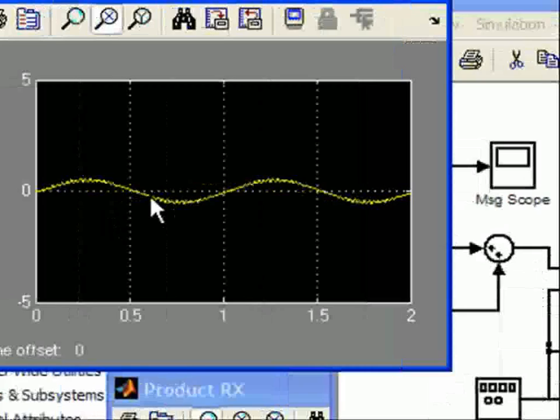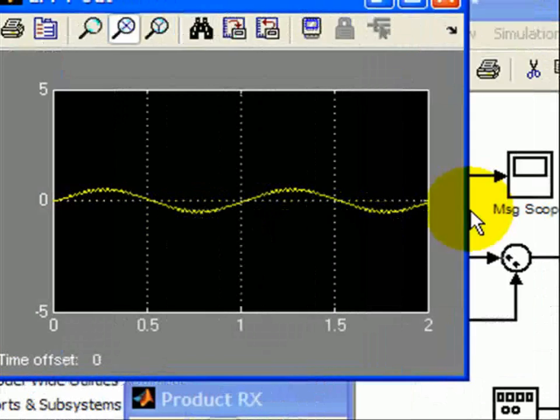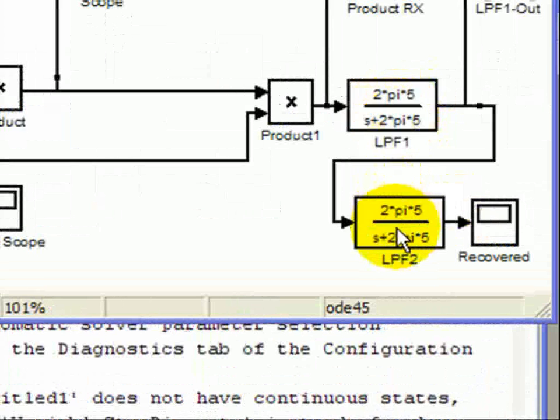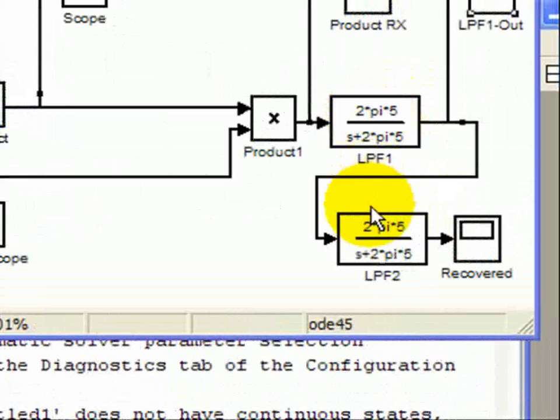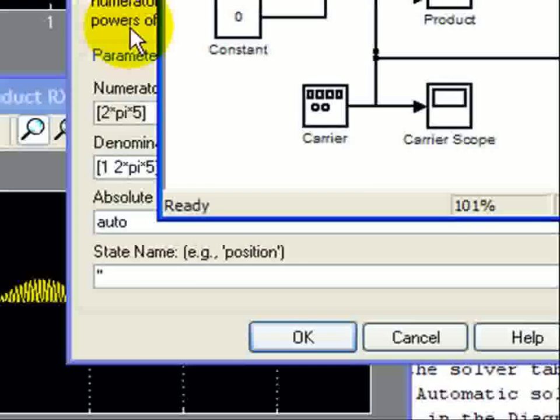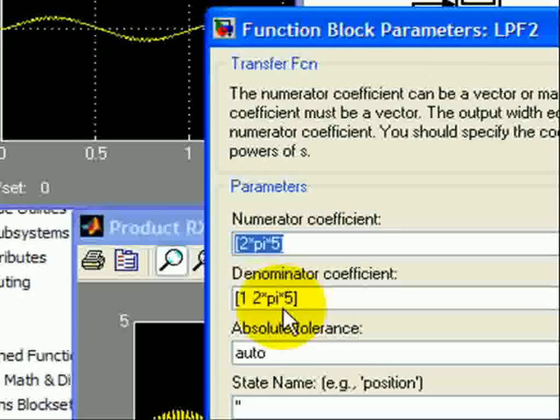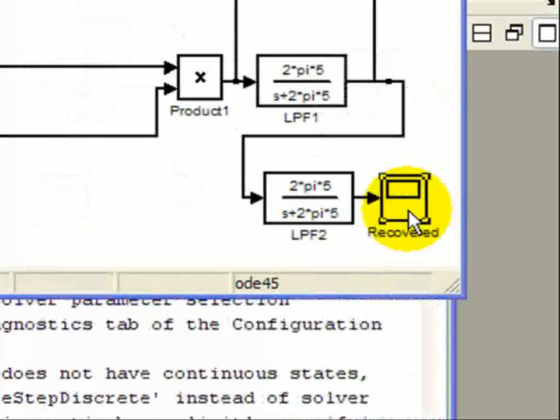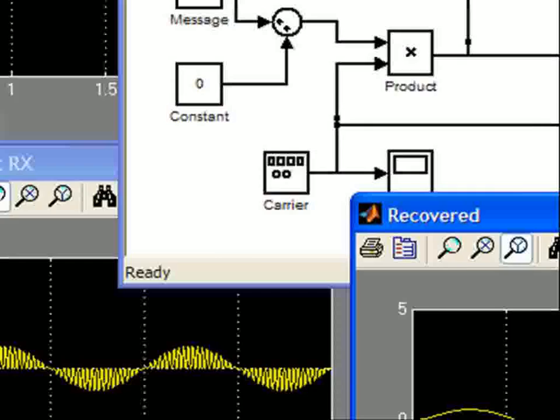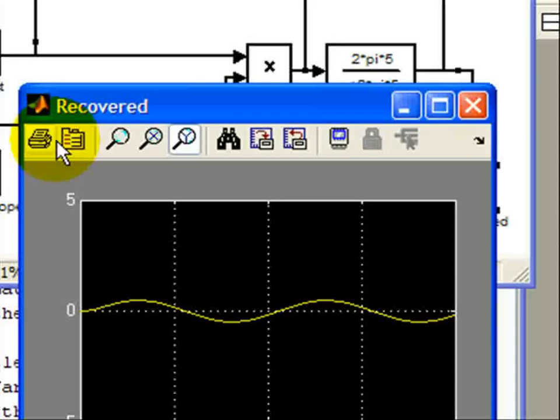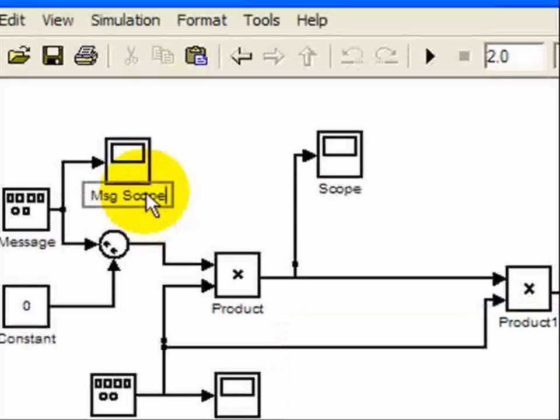Okay, a little bit of fuzziness here, but when we add a second filter we can clean it up better. So this is sort of like a second order low pass filter. These two filters are just identical. And then we're going to take a look at our recovered message. All right, so that's our message right here coming out of our recovered block. And we can compare it with our original message.